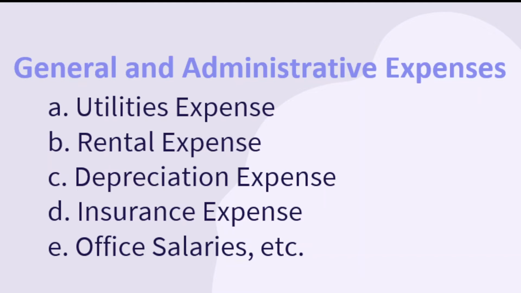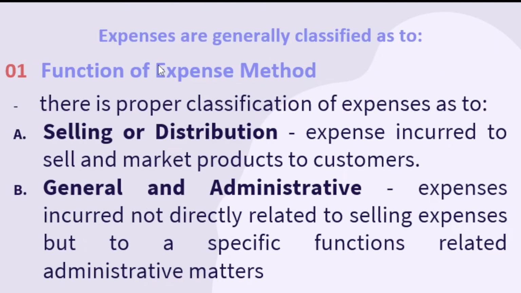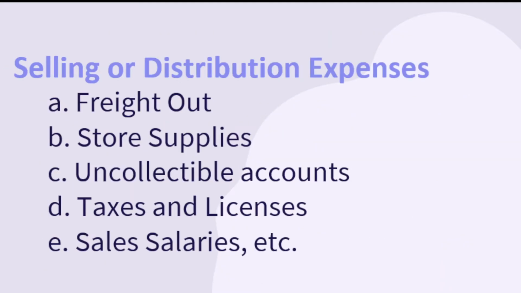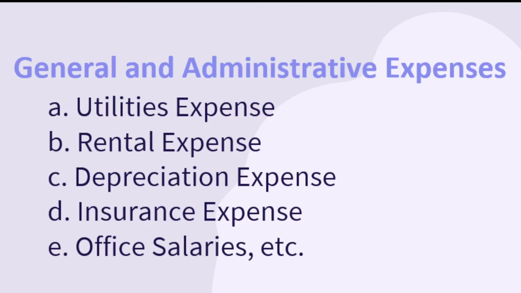Okay, again, sa income statement na ang nakalagay ay function of expense method, kailangan pagdating sa expense part, nakalagay or nakaklassify na selling or distribution, tapos nakalagay yung mga accounts, freight out, ganyan, store supplies, tax and licenses, etc. And then after that, general administrative, stores, office supplies, rental expense, etc.